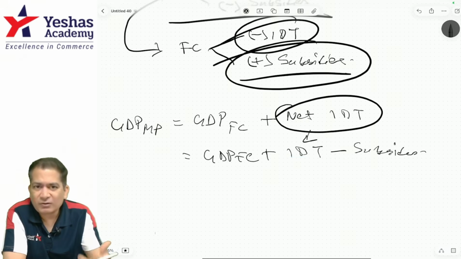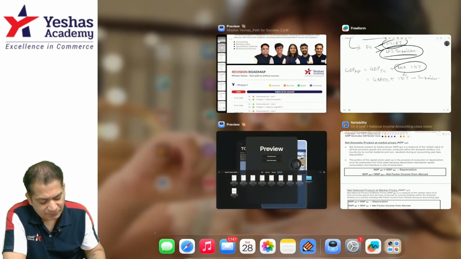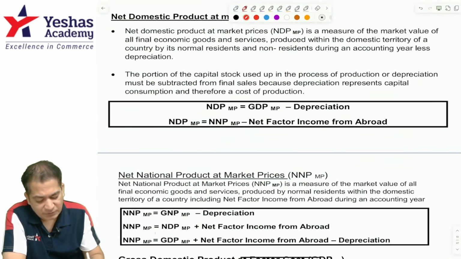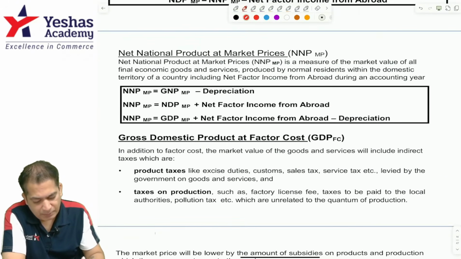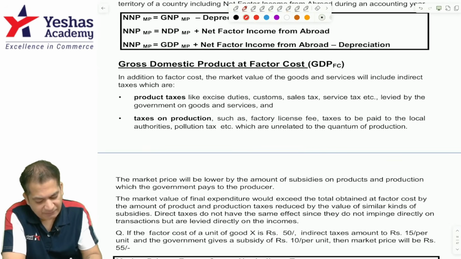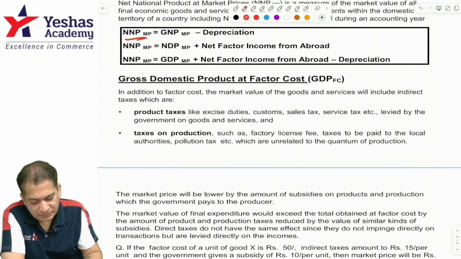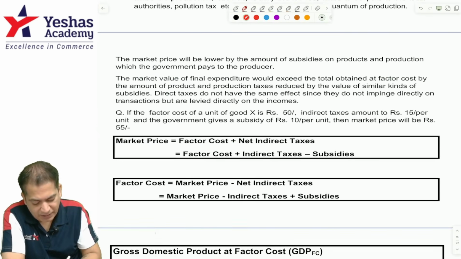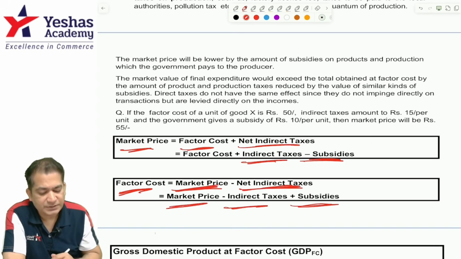And if we are calculating factor cost, it is just the opposite. It means we'll do minus net indirect taxes. That will make the difference between market price and factor cost. So you see here market price and factor cost. NNP at market price is factor cost plus net indirect taxes, that is IDT minus subsidies. Whereas for factor cost, from the market price we'll have to deduct net indirect taxes, that is market price minus net indirect taxes plus subsidies.